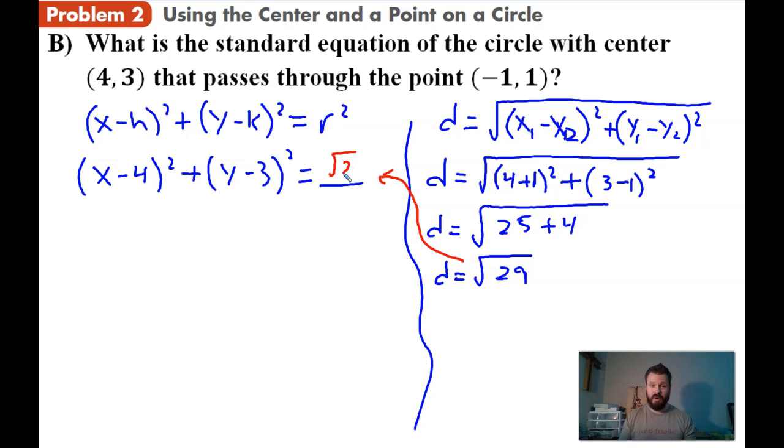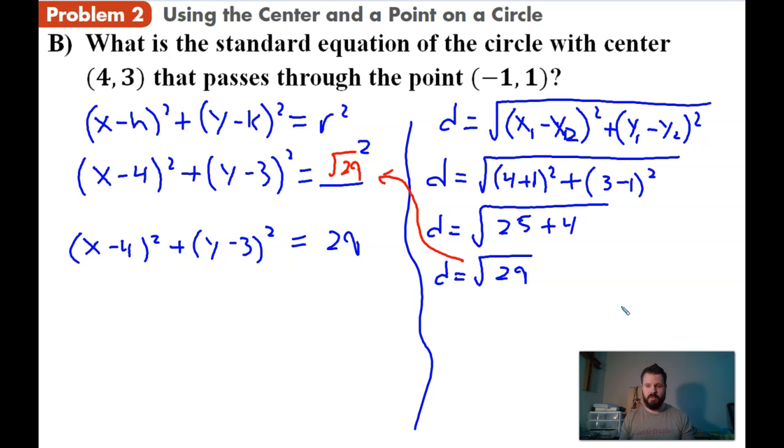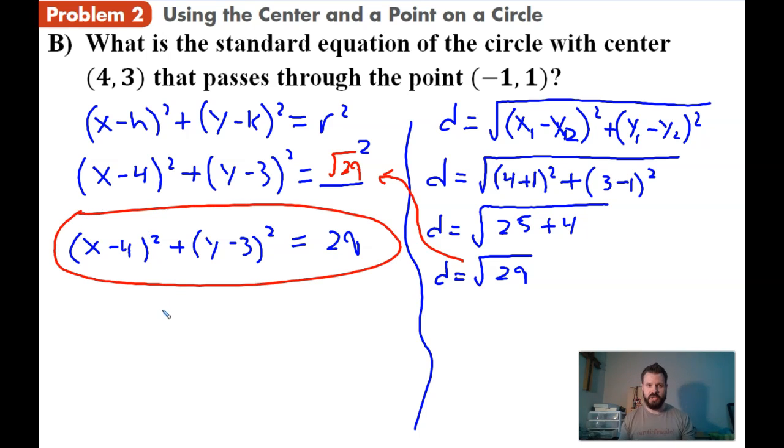Plugging that in, I have the square root of 29 squared, which will just turn into 29. So we've got x minus 4 squared plus y minus 3 squared is equal to 29. All right, there's my standard form equation.